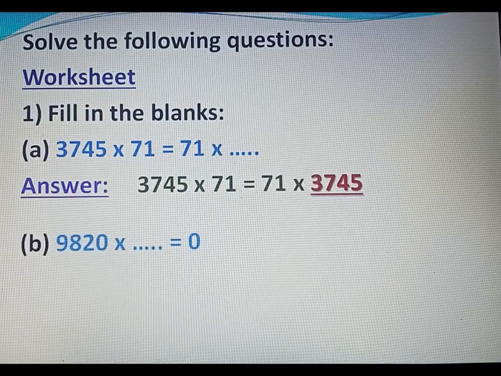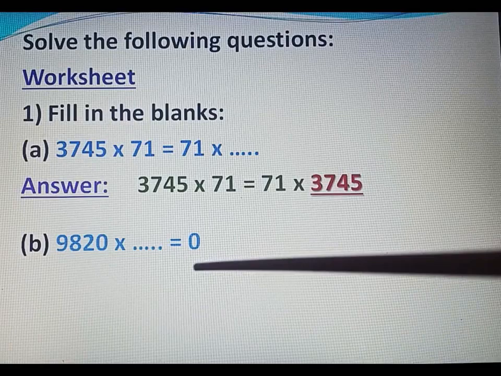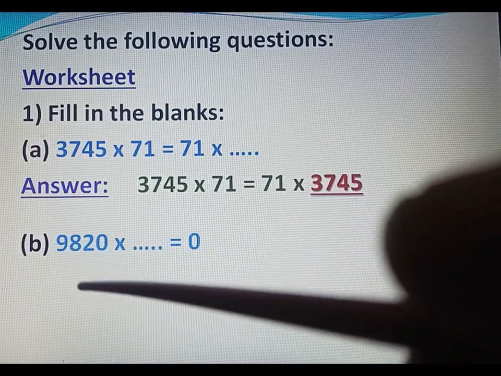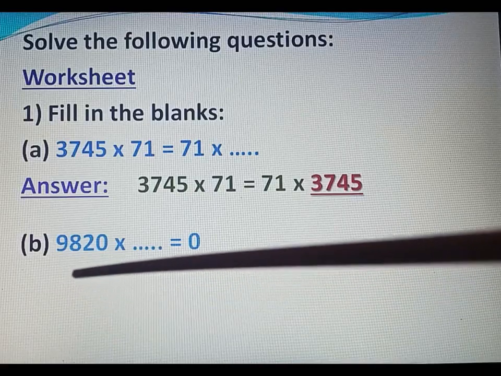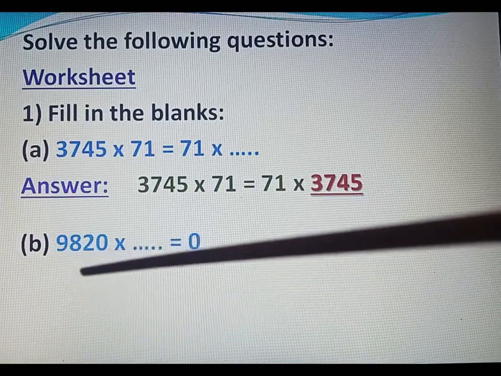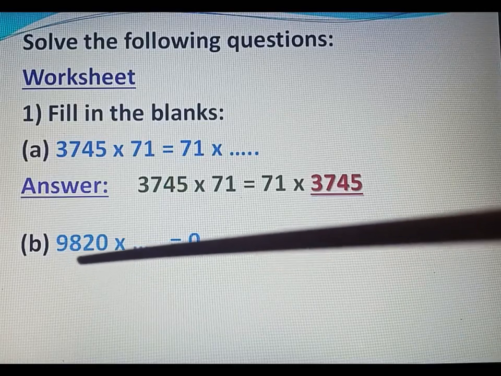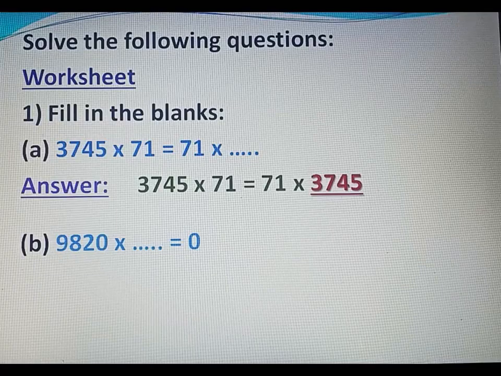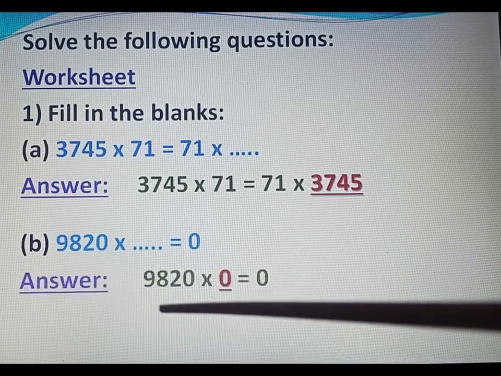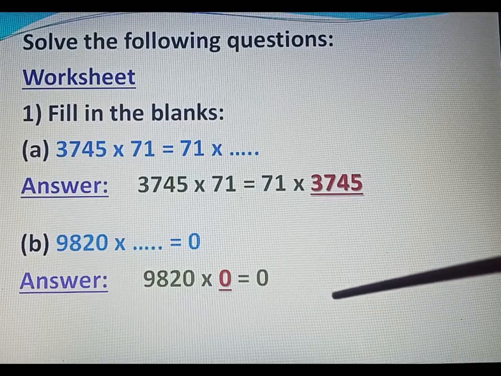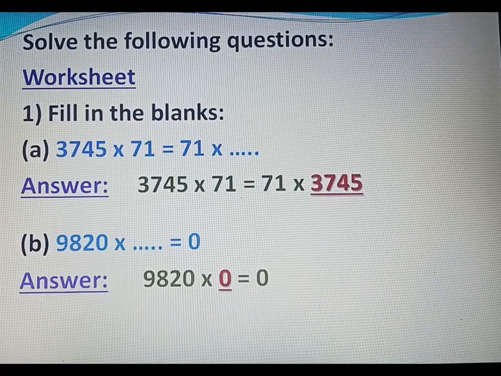B part: 9820 multiply dash equal 0. See, as we have learned in property that if we multiply any number by 0, the product equals 0. Here we will multiply 9820 by 0. The product is 0. Answer: 9820 multiply 0 equal 0. So 0 is the answer.